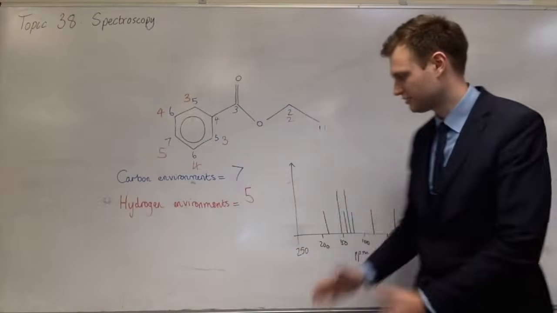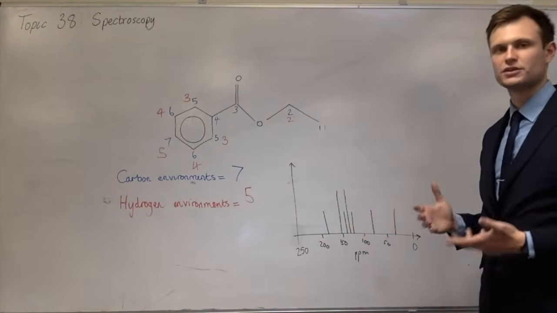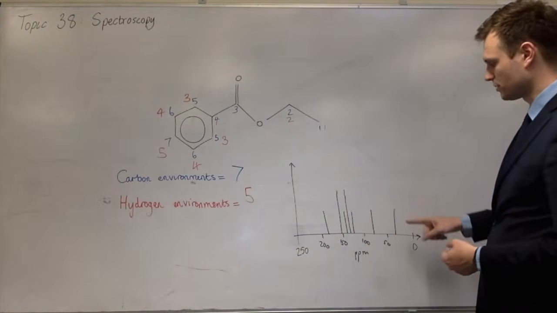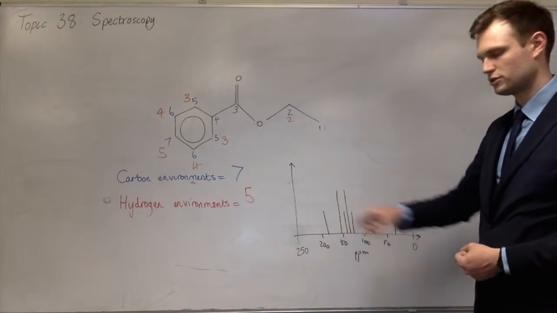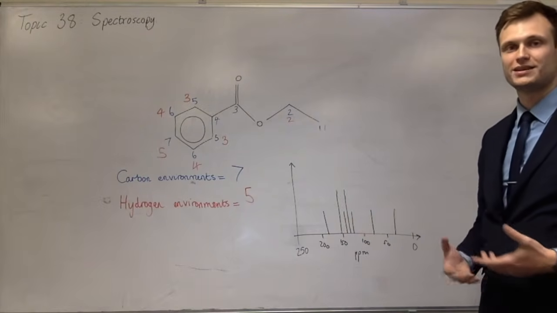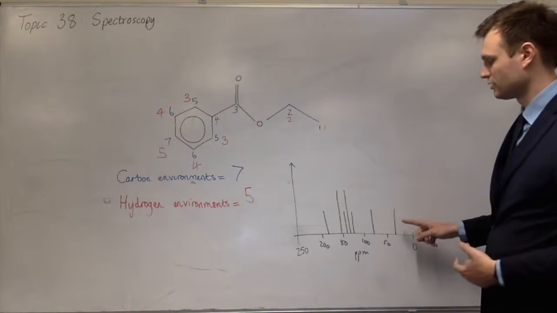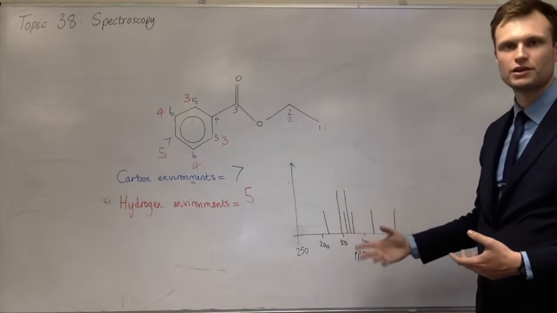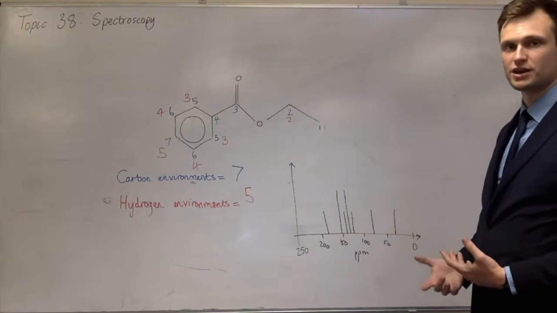You could get this NMR and be asked how many different carbon environments there are. So you just count the peaks, 1, 2, 3, 4, 5, 6, 7. And you could also be asked how many carbons there are, I suppose. So there's 7 different environments. 2 of them have clearly got 2 carbons in, so that's 9 different carbons.